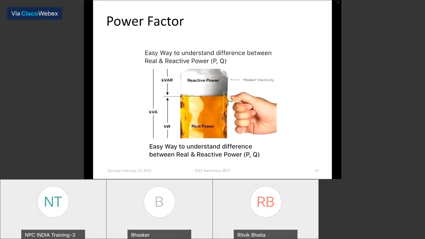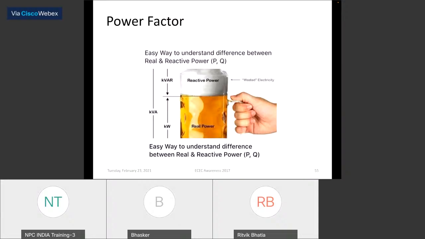So I would also like to talk to you regarding the power factor, which is there in the circuits of industrial or utility services. What is the power factor? If you just see this glass which I am trying to explain to you, this is the easy way to understand the difference between real and reactive power.